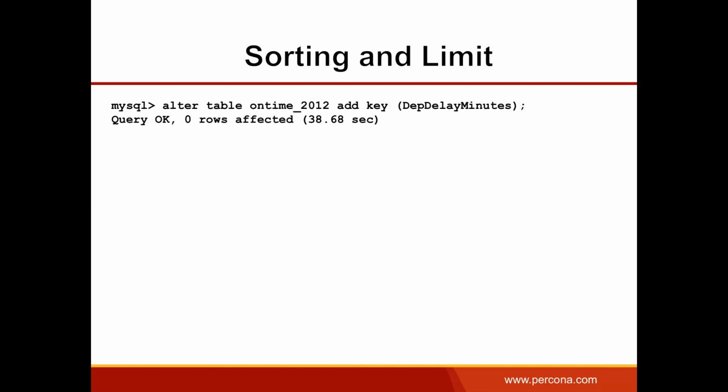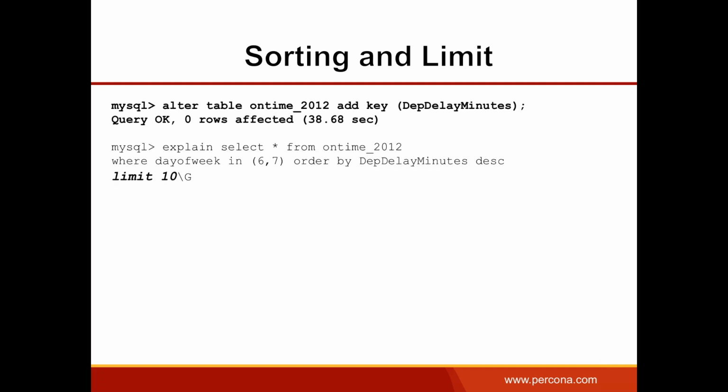I went back and used the on-time 2012 table. And as you can recall, it has the dep delay minutes field. I add a key on the dep delay minutes. It's just a single field. Now I do the explain of this particular query. I want to list all the flights with a maximum delay in 2012 and only cover the weekend.